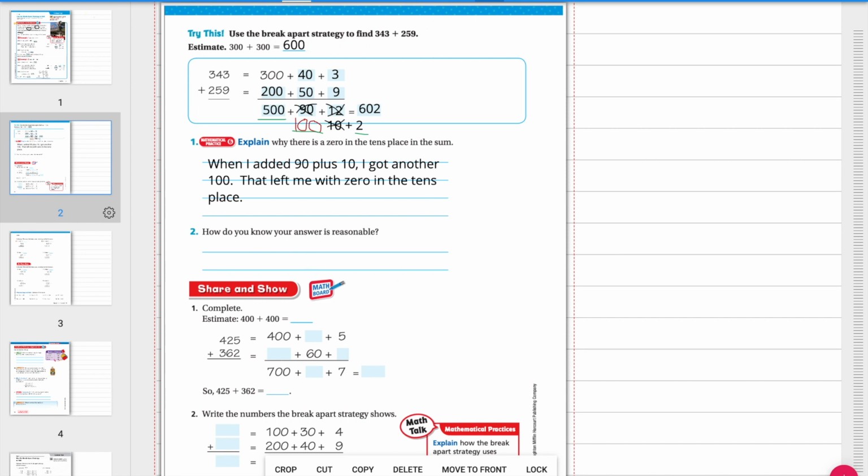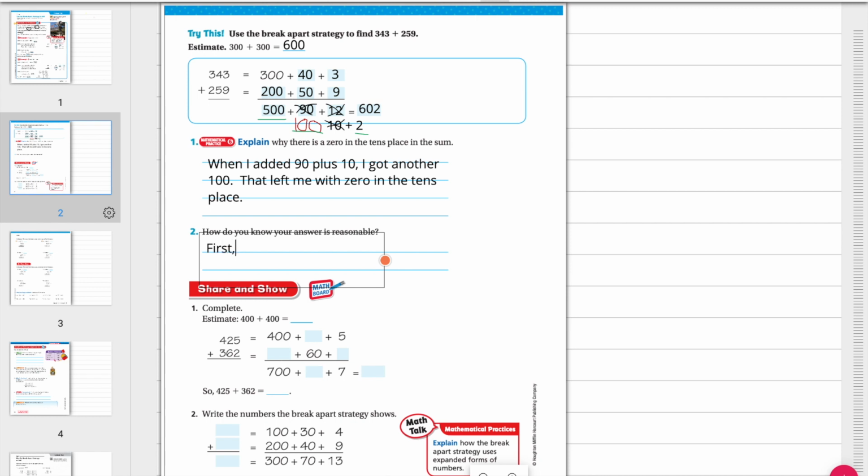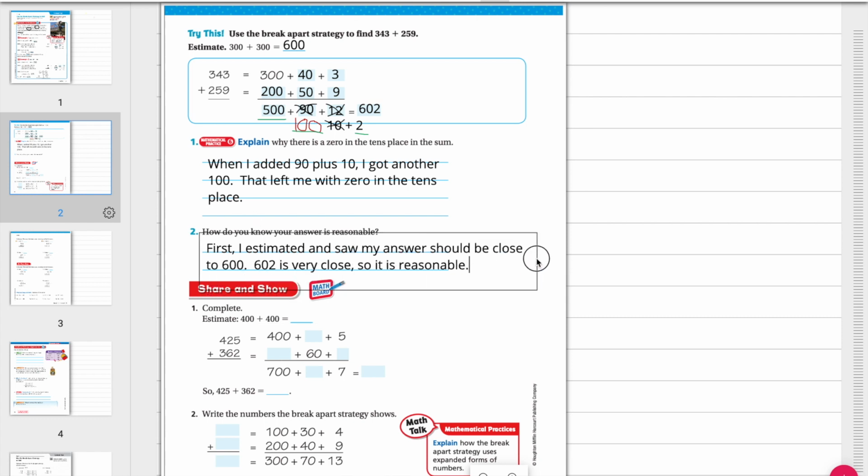Now, how do we know it's reasonable? Remember, we started with the estimate. That 600 is an estimate. So first, I estimated and saw my answer should be close to 600. 602 is very close, so it is reasonable. And you can't read that, so let me spread that out a little bit.